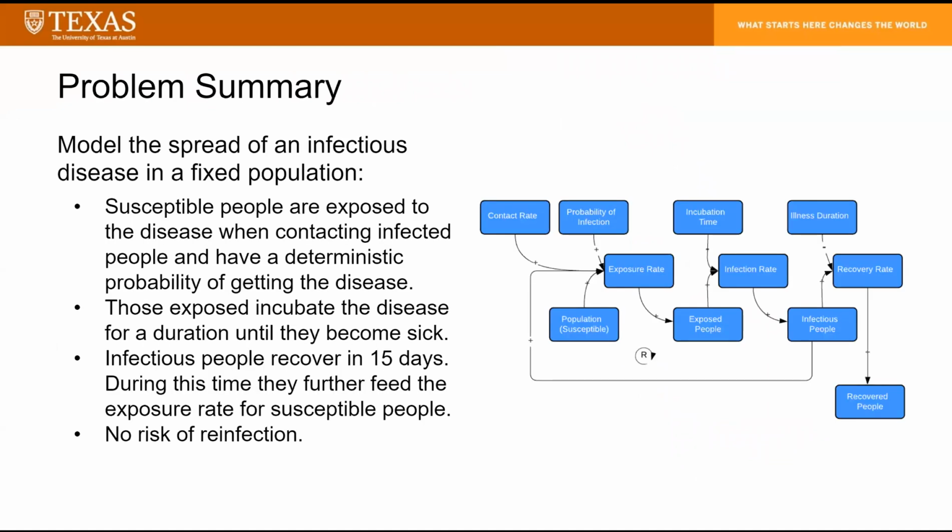So up first, we have the contagious disease spread problem. In this problem, we modeled how an infectious disease will spread through a fixed population. You can see the causal loop diagram here on the right, and there's a reinforcing loop that goes between the susceptible, exposed, infected, and recovered populations. This loop incorporates different deterministic probabilities of getting infected, as well as things like a contact rate. There were also incubation times and illness durations that impacted how this model behaved, and there was no risk of reinfection.